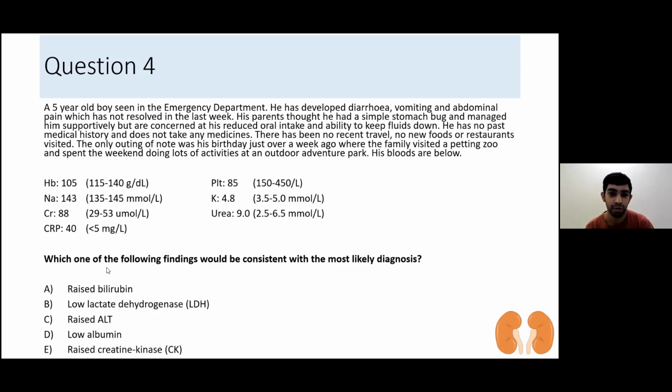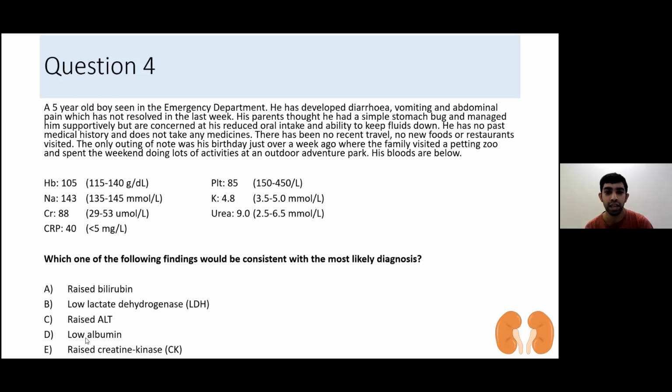And so in keeping with hemolysis, one would tend to see raised bilirubin. So that's the correct answer here. You wouldn't see low lactate dehydrogenase, but if there is acute hemolysis going on, you would tend to see raised lactate dehydrogenase. You don't tend to typically see too much abnormal liver function. So you wouldn't tend to see a raised ALT, and nor would you tend to see low albumin.